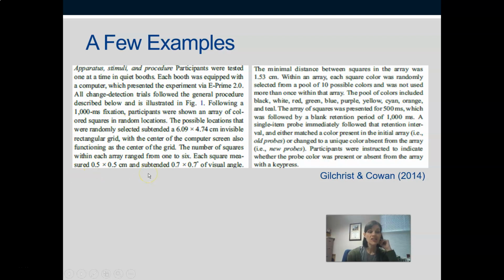The possible locations that were randomly selected subtended a 6.09 times 4.74 centimeter invisible rectangular grid, with the center of the computer screen also functioning as the center of the grid. The number of squares within each array ranged from 1 to 6. Each square measured 0.5 by 0.5 centimeters and subtended 0.7 by 0.7 degrees of visual angle. So that's how much space it took on the retina. The minimal distance between squares in the array was 1.53 centimeters.